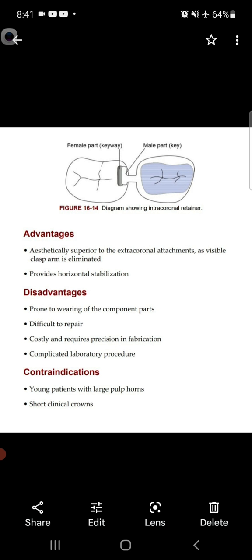Now come to the contraindications. Intracoronal retainers are contraindicated in young patients with large pulp horns because there is a chance of exposure of the pulp. Second, when there is a short clinical crown, the intracoronal retainer is again contraindicated due to less crown height.